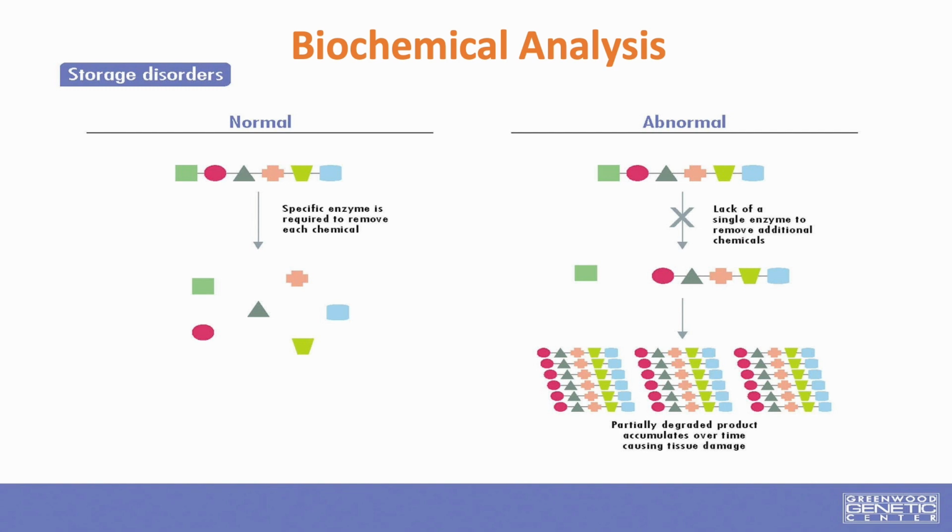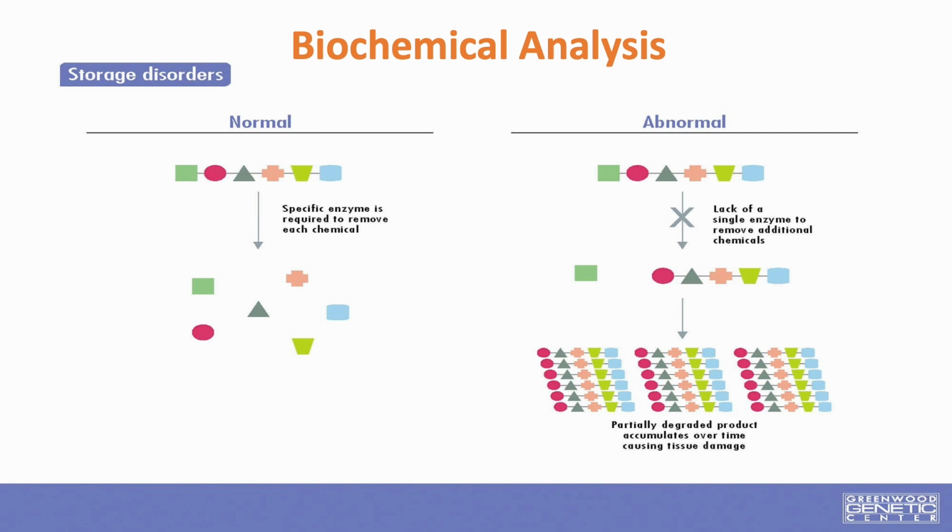For example, it can help identify conditions like PKU, where the body lacks the enzyme needed to metabolize phenylalanine, leading to its harmful buildup in the blood. Other examples include maple syrup urine disease, which results from a deficiency in branched chain alpha keto acid dehydrogenase, and galactosemia, where the body cannot properly metabolize galactose due to enzyme deficiencies.